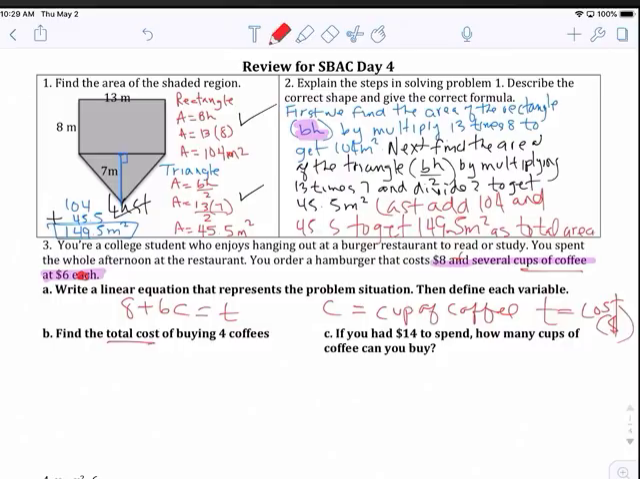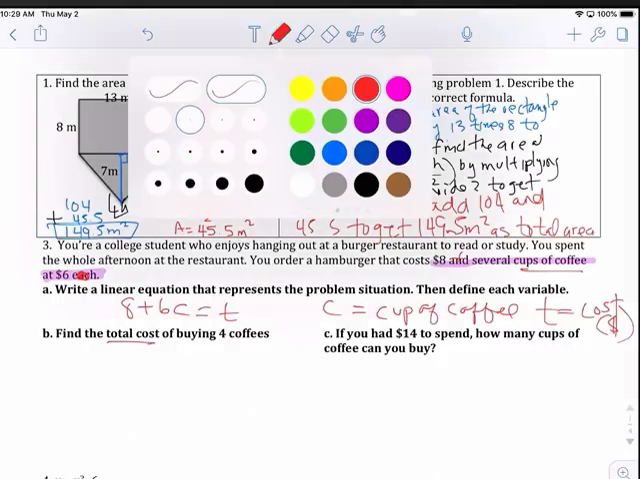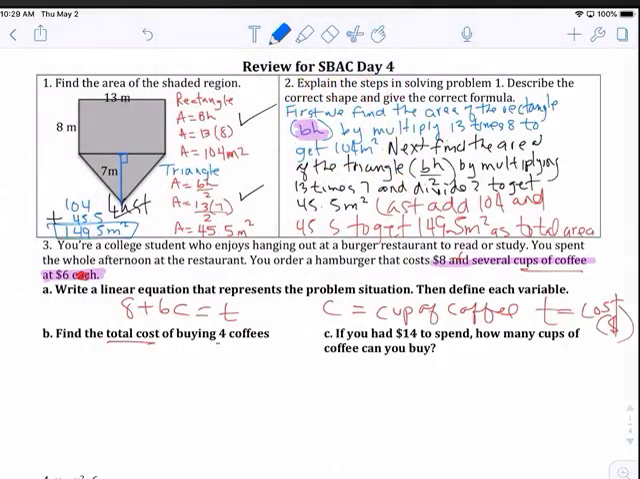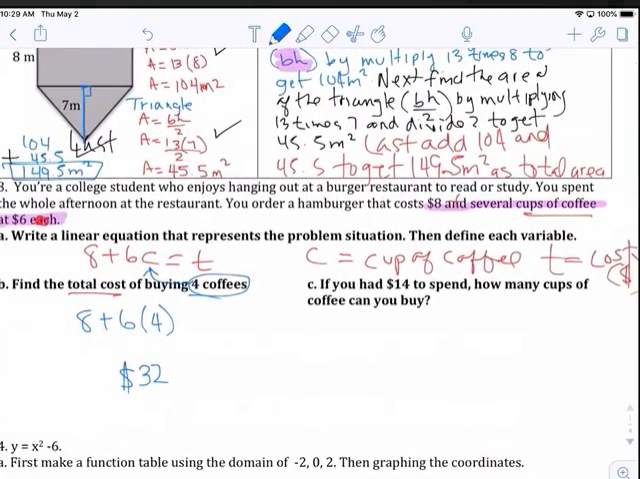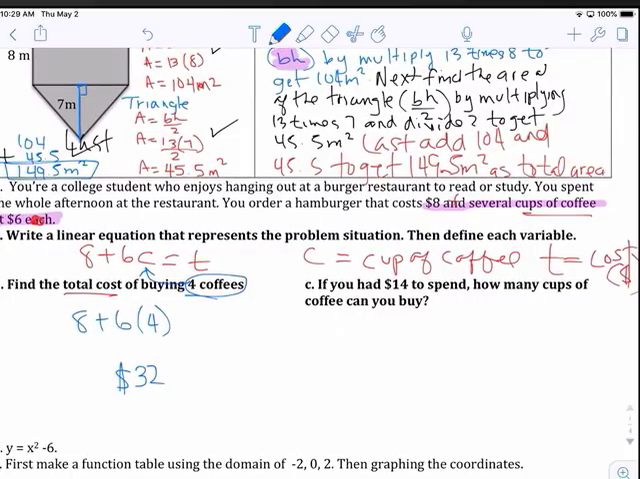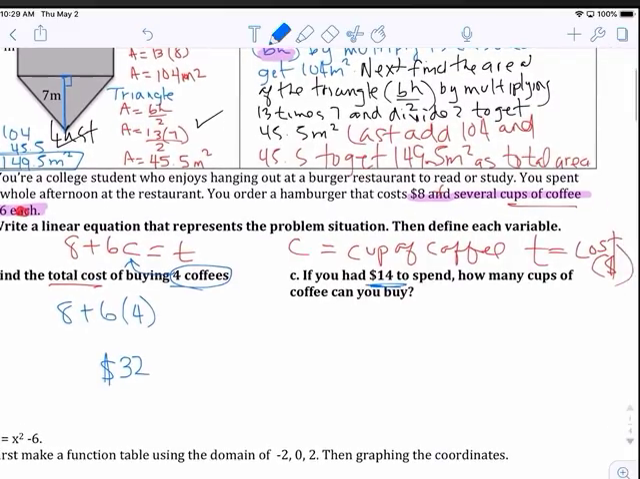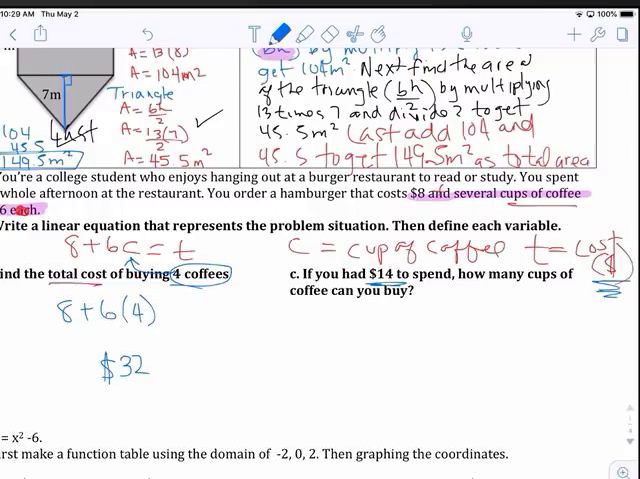Find the total cost for how many cups of coffee? 4. So where does the 4 go into, Heidi? C. So 8 plus 6 times 4. You get $32 total. If you spent $14, how many cups of coffee can you buy? So where does the $14 go into? T. Notice dollar is T. So put 14 under T here.